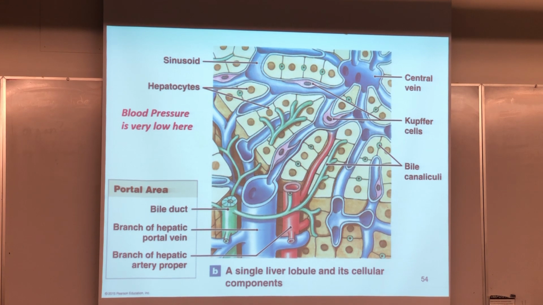Does anybody remember the hydrostatic pressure in systemic capillaries on the arterial side? 35 millimeters of mercury. What's the hydrostatic pressure inside of a glomerulus? 60. So I remember the glomerulus was a high pressure capillary. This is lower than 35, because I need a reason for the blood to come in here. And blood always goes where? To regions of lower pressure. So this is a really low pressure capillary bed.